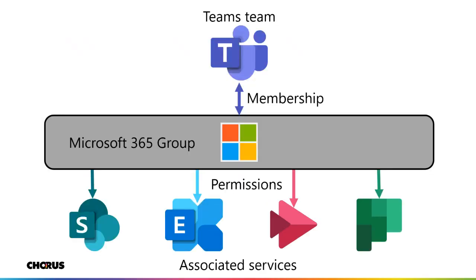So everything works through this Microsoft 365 group when you create a team in Teams. The membership of your team is the membership of the underlying Microsoft 365 group. That membership is then automatically granted access to the SharePoint site, to the group mailbox, to Stream if you're storing meeting recordings, to Planner, to anything else that you add to this Microsoft 365 group.